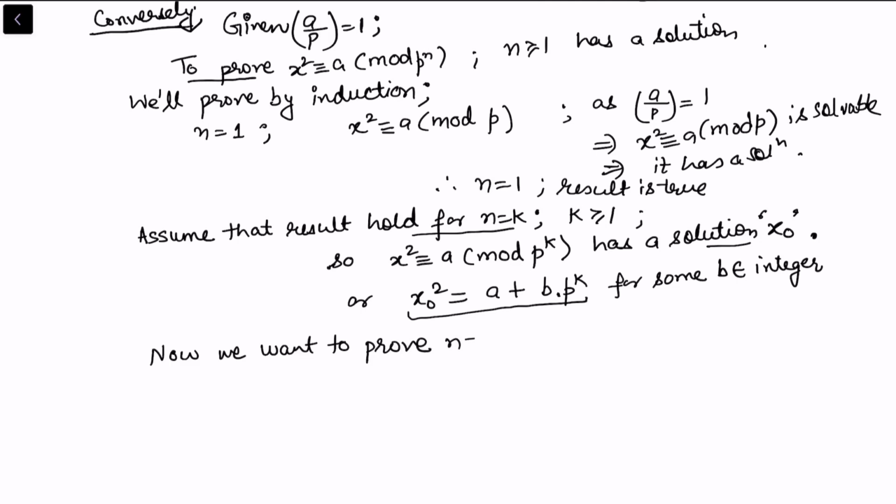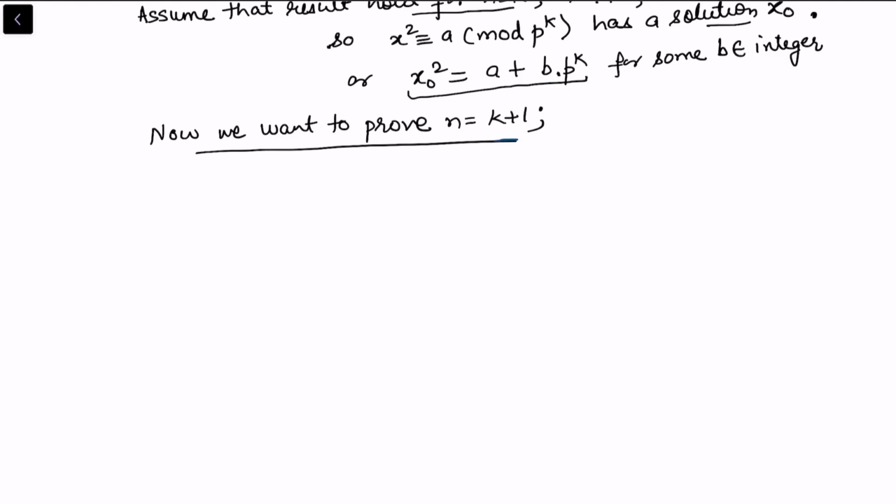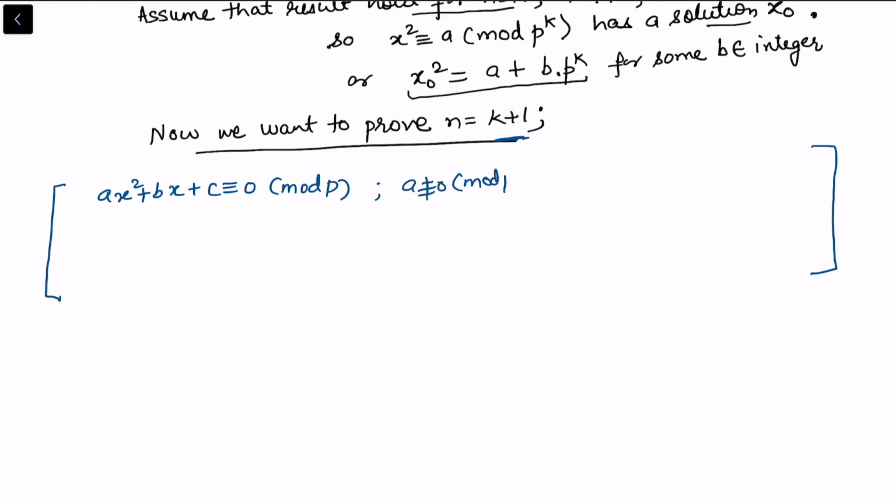And now we want to prove the result for n equal to k plus 1. As we proceed, let's recall some of the steps that I have done at the start of the quadratic reciprocity law videos. If we want to solve a general quadratic congruence, which is ax square plus bx plus c congruent to 0 modulo p, here a is not congruent to 0 modulo p, so that it is a quadratic congruence. If a is congruent to 0 modulo p, this will actually become a linear congruence. So considering that a is not congruent to 0 mod p, I can multiply 4a onto both sides, and of course p is an odd prime here. So when I multiply 4a on both sides, this is the expression I get.